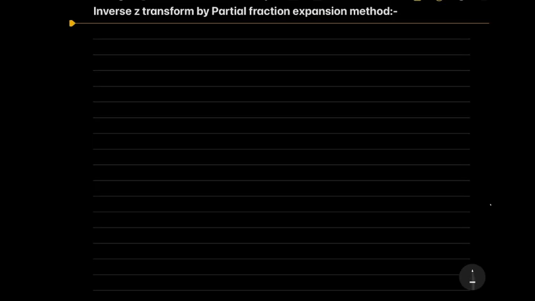Now, in this session, we will find the inverse Z transform by the partial fraction expansion method. We will see some examples. Say, we have to find the inverse Z transform of (1 + z^-1) upon (1 - z^-1 + 0.5 z^-2). Given the ROC is |z| greater than some radius R, that is, the signal is causal.